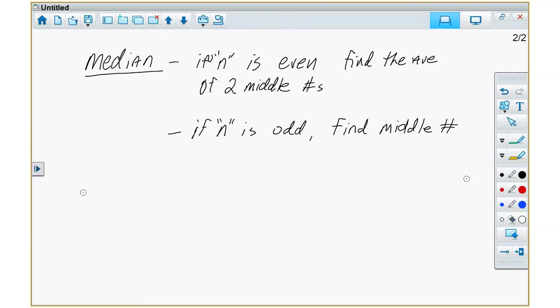I'm going to do 2. 24, 25, 25, 30, 31, 32. n is the number of numbers, so we'll count. 1, 2, 3, 4, 5, 6. They're in order. Make sure, always, everything's got to be in order. And then after you put them in order, you count. 1, 2, 3, 4, 5, 6. So you've got to find the average of these two numbers, which puts the average right there between the two middle numbers. So 25 plus 30 is what?